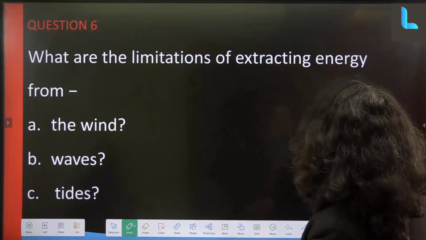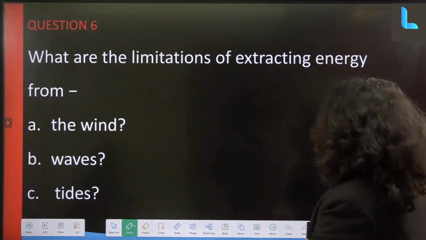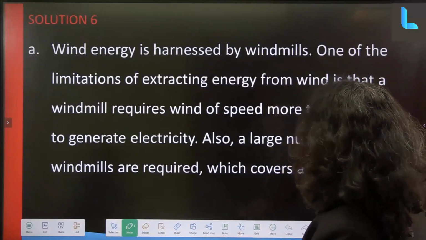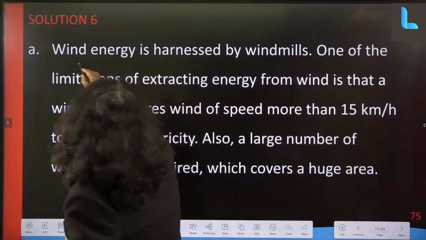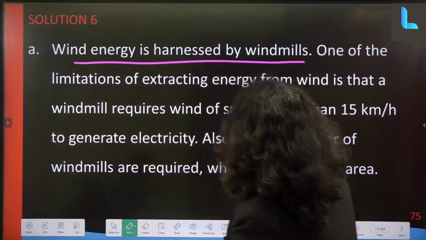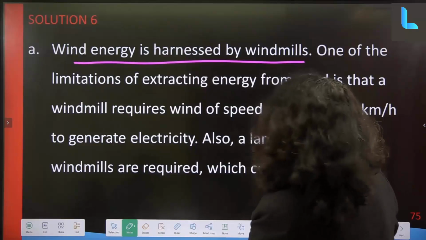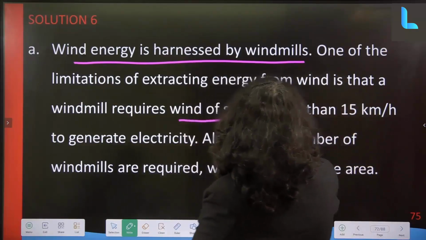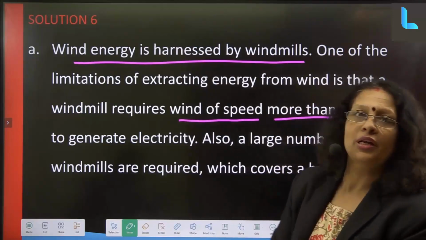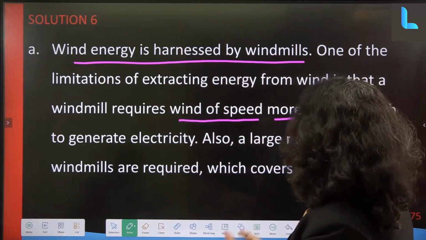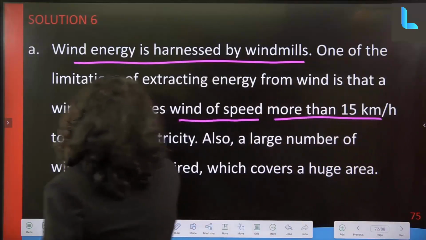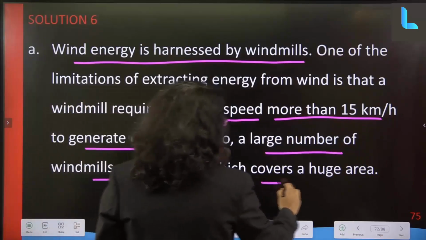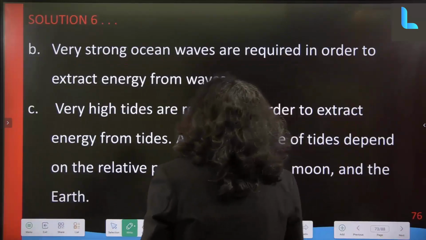What are the limitations of extracting energy from wind, waves and tides? Wind energy is harnessed by windmills. For this purpose, one of the limitations is that windmills require wind of good speed. Wind speed should be at least 15 km per hour to generate electricity. Also, a large number of windmills are required for this purpose, which covers a huge area.